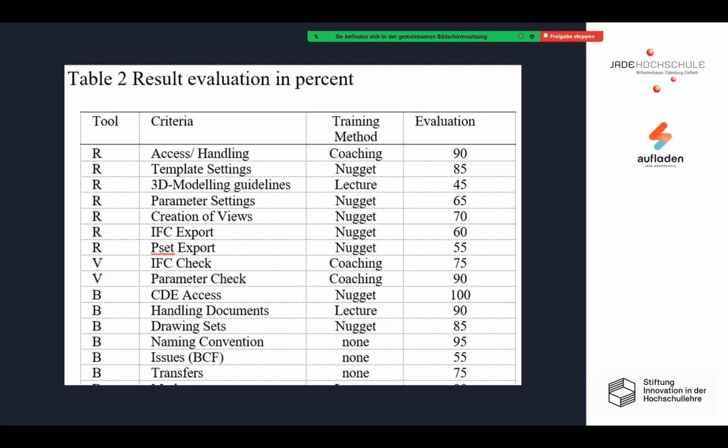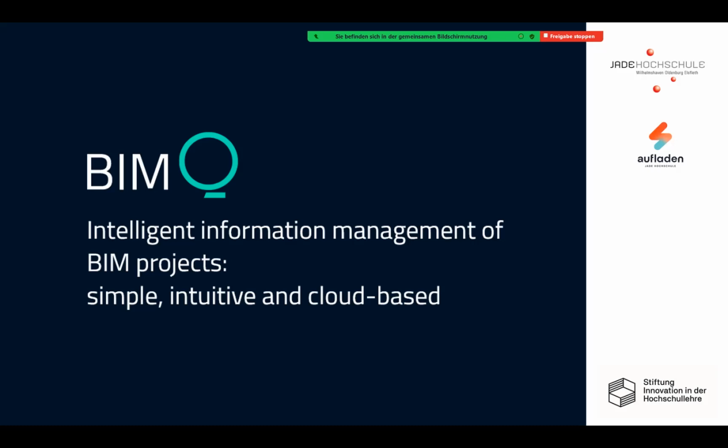Some of the results of this workshop are documented in my article, such as the difficulty students had in creating property sets to store additional information on the 3D model in orderly fashion. The IFC export from Revit also caused difficulties for many participants. This table gives an overview about the evaluation of different tasks. However, the article also reports on the automatic creation of the EIR using a software called BIMQ.